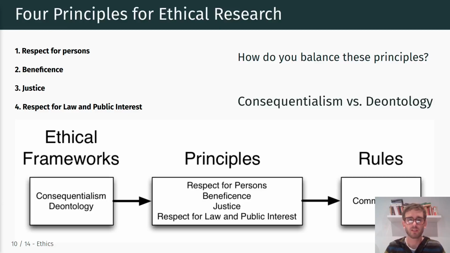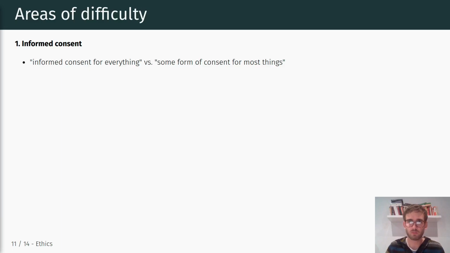Hey everyone. So I just concluded our brief discussion of these four principles for ethical research and the ethical frameworks that help us navigate the trade-offs between those principles. Now I just want to talk briefly about areas of difficulty, particularly with research in the digital age, with research involving data collections online and things like that.